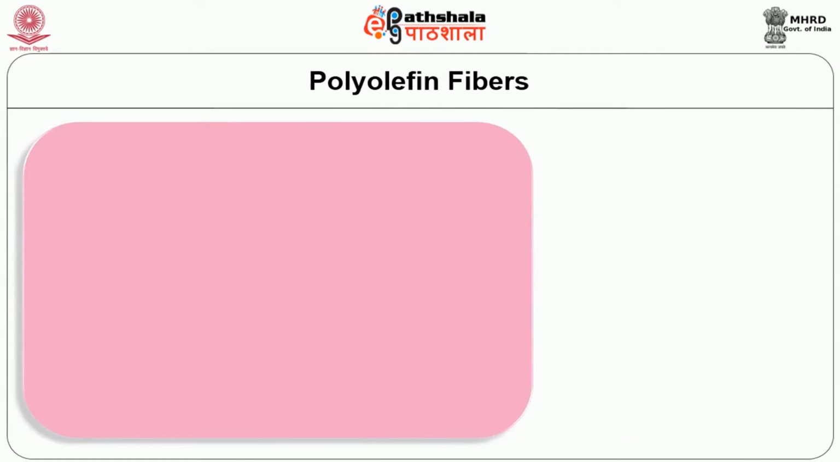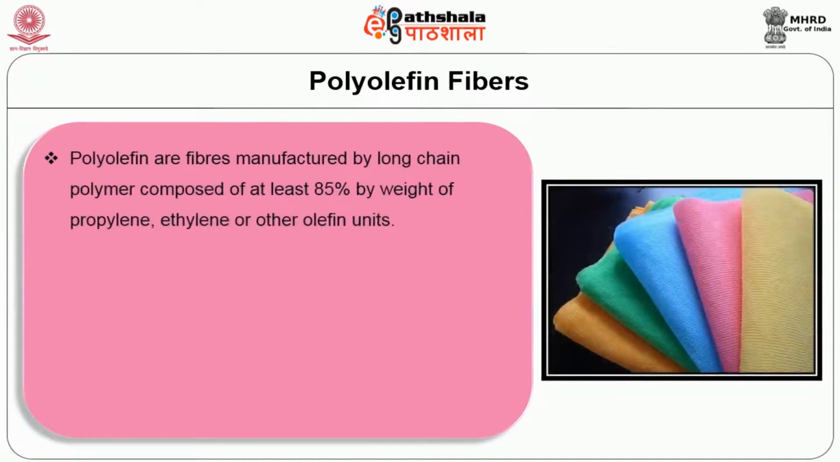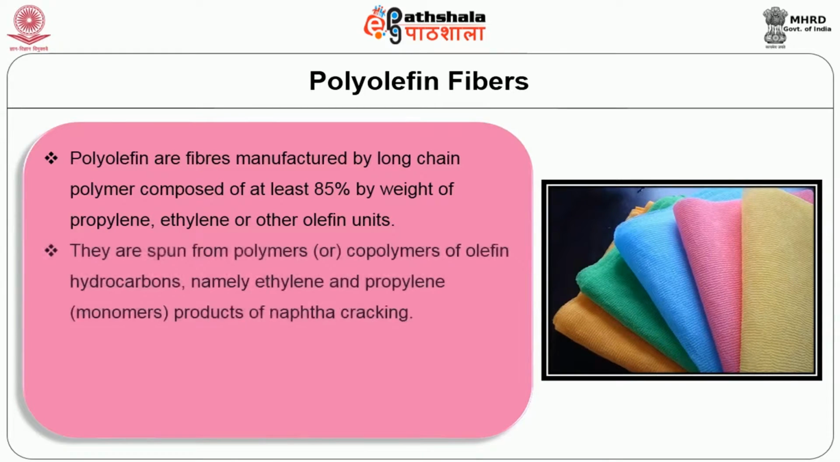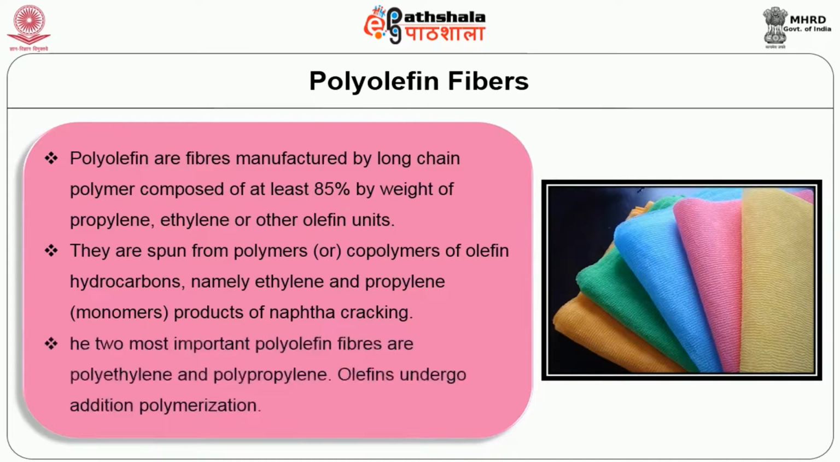Next, we'll discuss the polyolefin fibers. Polyolefins are fibers manufactured from long-chain polymers composed of at least 85% by weight of polypropylene, ethylene, or other olefin units. They are spun from polymers or copolymers of olefin hydrocarbons, namely ethylene, and products of naphtha cracking. The two most important polyolefin fibers are polyethylene and polypropylene. Olefins undergo addition polymerization.